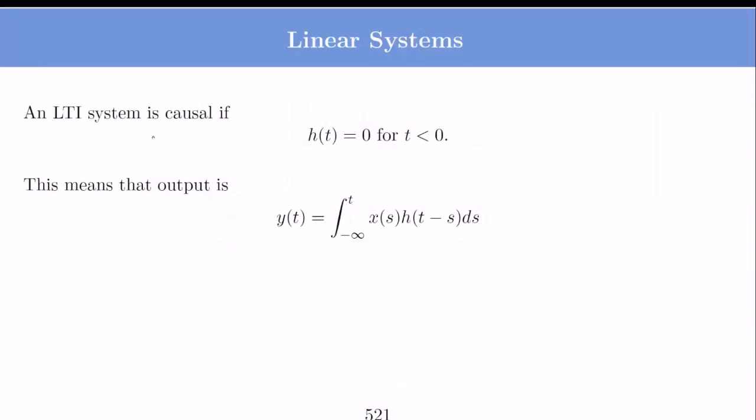Now, if an LTI system is causal, it means h(t) equals 0 for t less than 0. This means if the impulse is applied at t equal to 0, there cannot be any output before the impulse is applied. Then it's a causal system. So in that case, the output is just written as the integral of h(s) x(t minus s) ds, where the integration is from minus infinity to t.